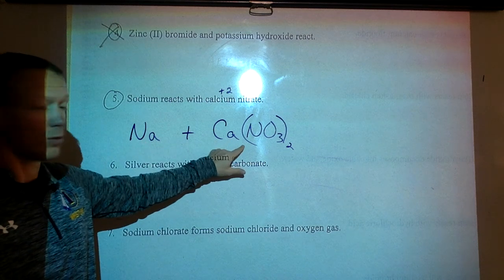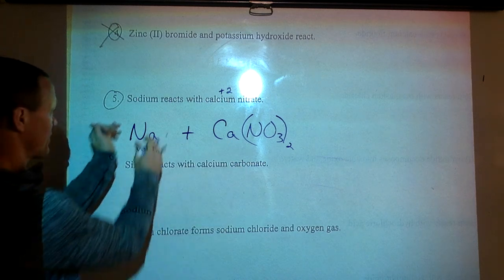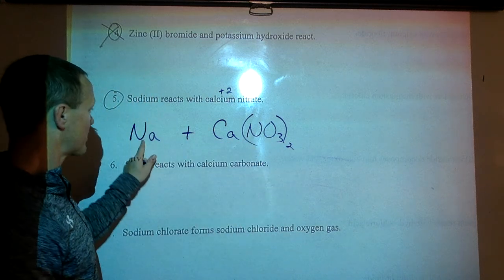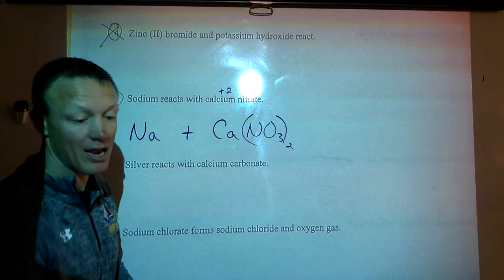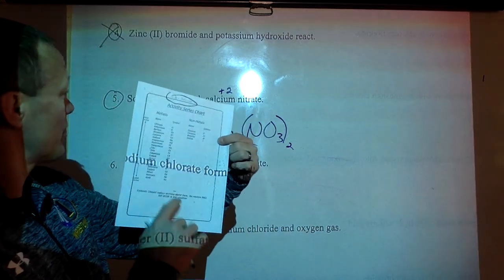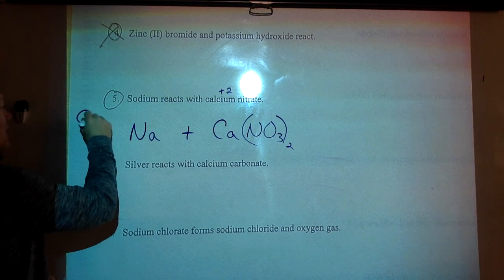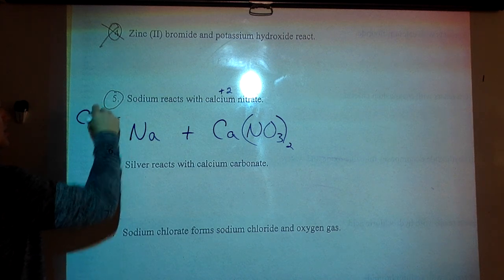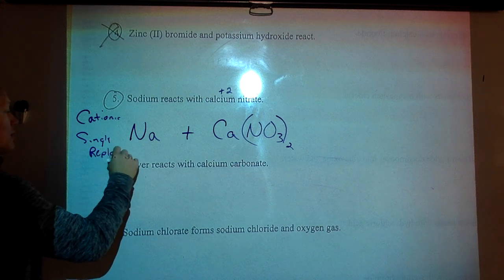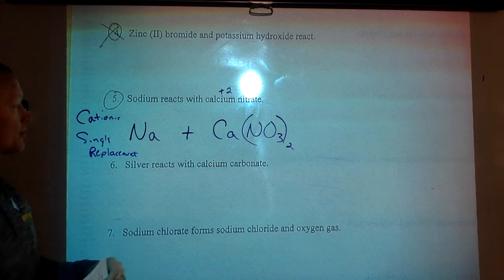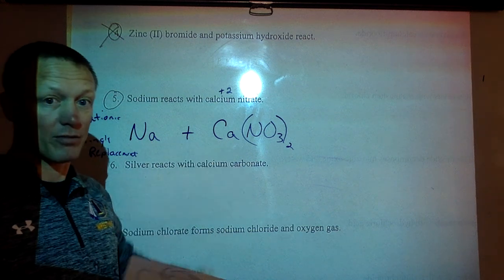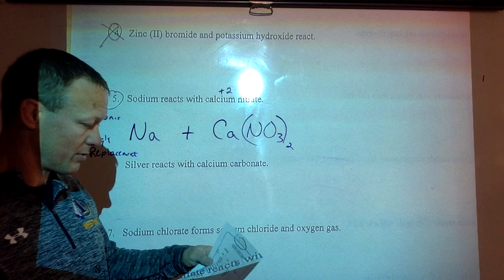Element with a compound. That's a single replacement. This is the element by itself, trying to replace one of these elements. This is a positive and that's a positive, so this is a cationic single replacement. Again, that means it's coming off of this list. So we need to look up here. So it's cationic single replacement. So sodium has to be higher on the list than calcium for this reaction to happen.